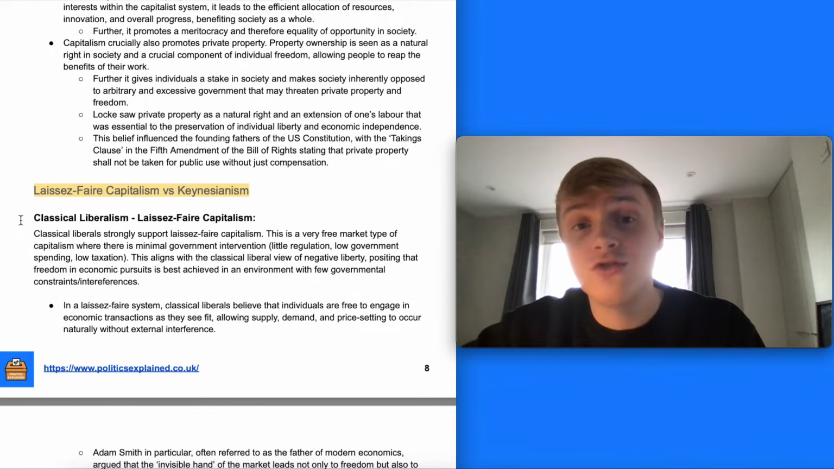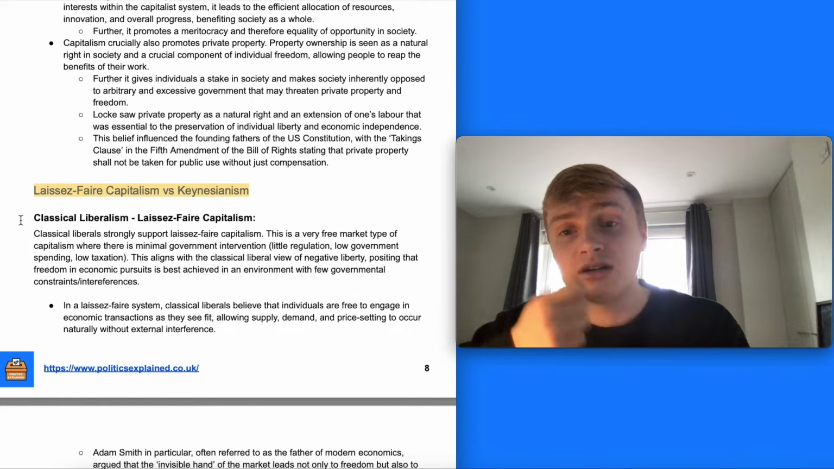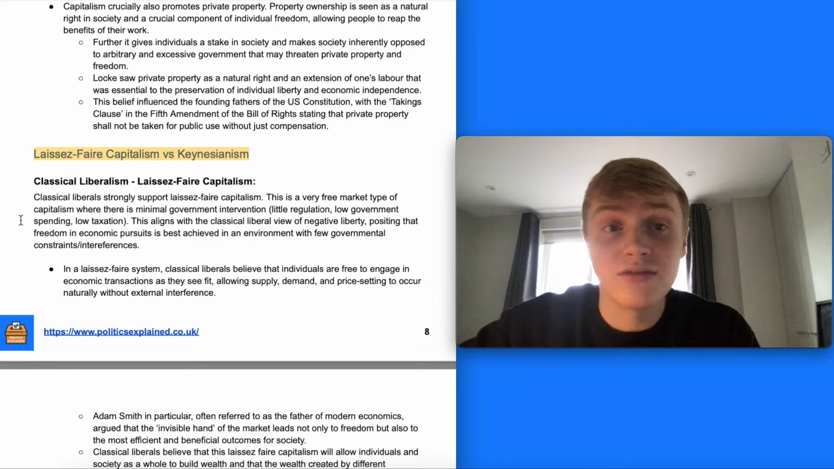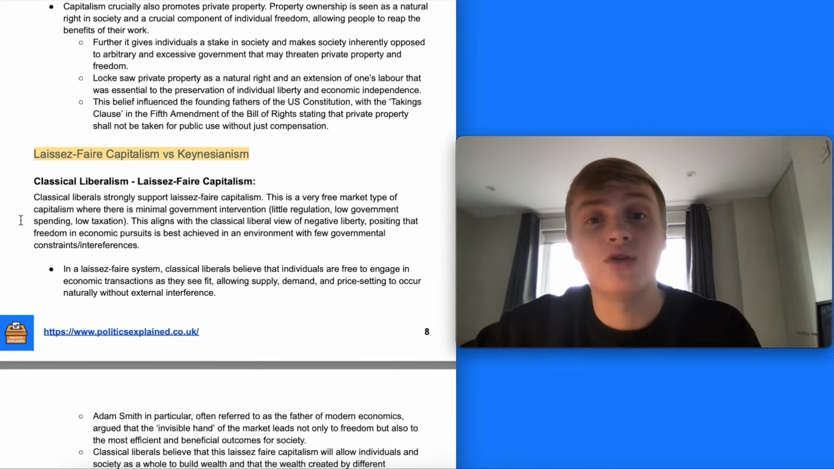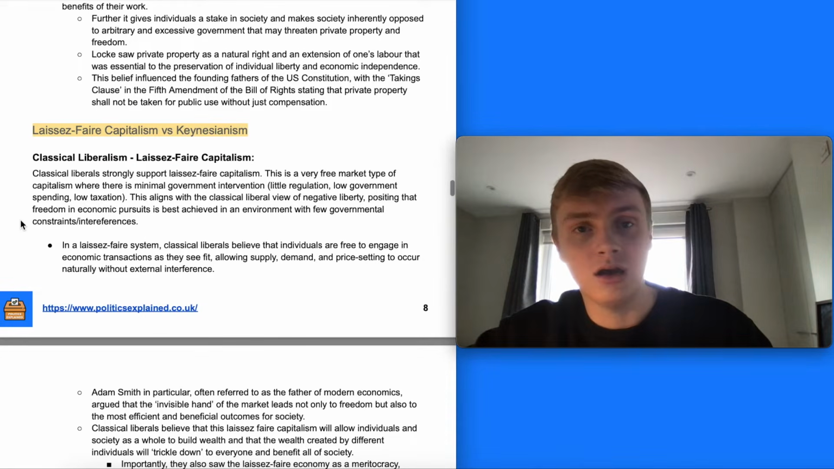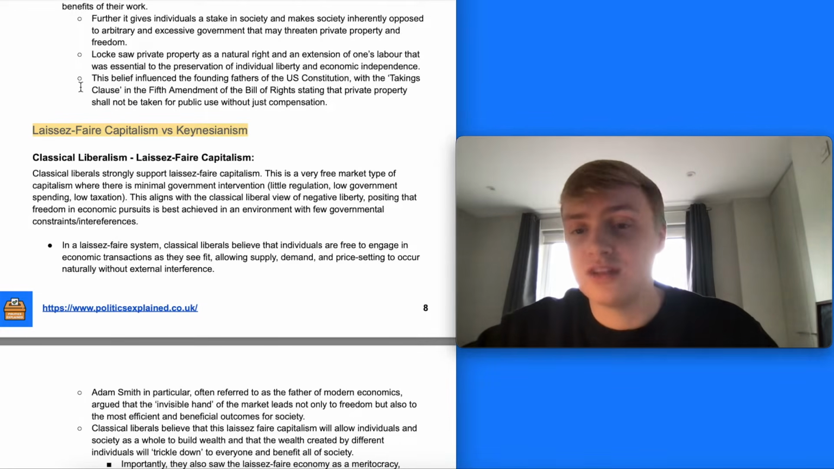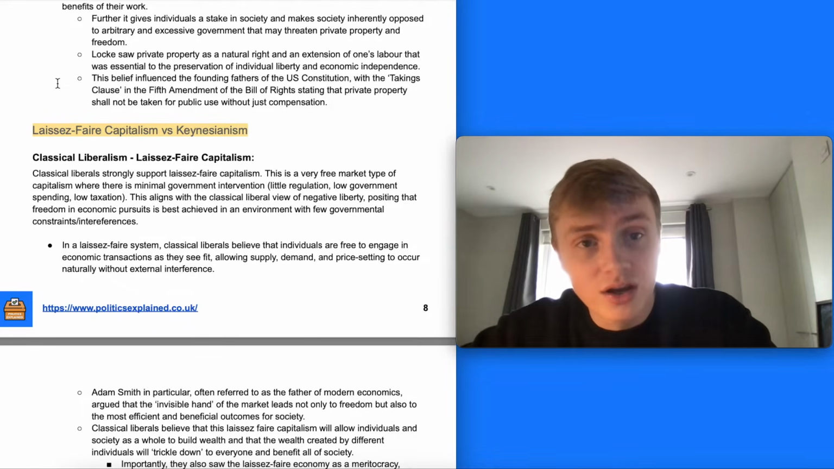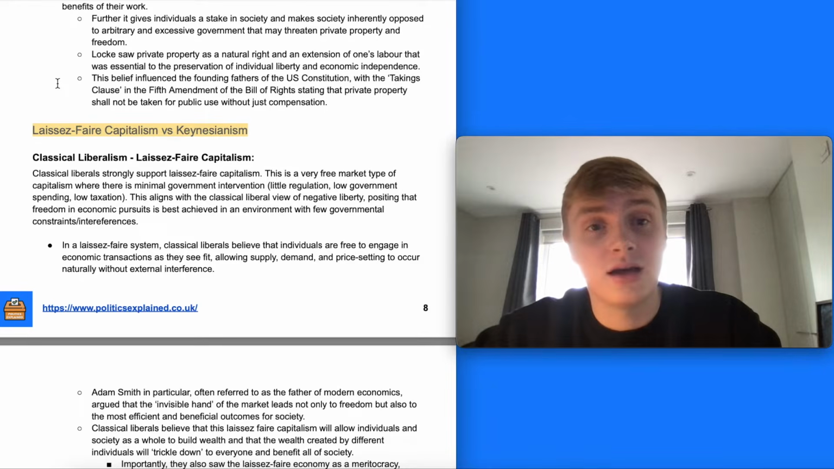So this is the idea that individuals should be able to have private property because they should be able to reap the benefits of their own work. And it also is seen as giving individuals a stake in society, which makes it inherently opposed to arbitrary rule, therefore promoting liberal views of freedom and democracy within society. And you see this influencing the takings clause in the Fifth Amendment of the US Constitution, of the Bill of Rights, stating that private property should not be taken for public use without just compensation.